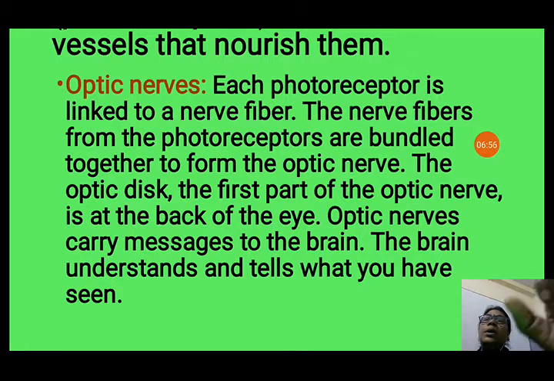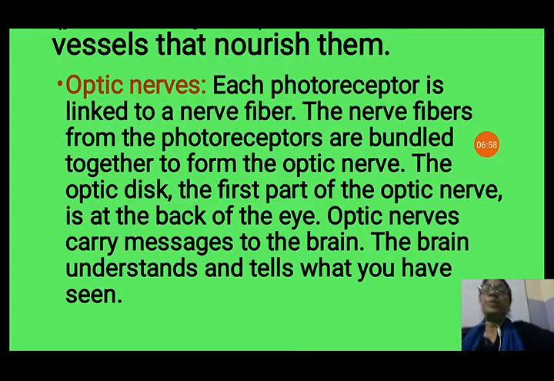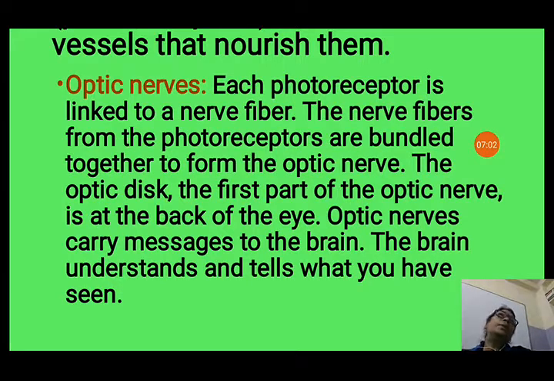When the retina gets the images, then what happens? This message is sent to the brain by the optic nerves. The brain understands and tells what you have seen. So, after that, the brain analyzes the message and understands it, and you can see. Only when it goes to the brain can you see.